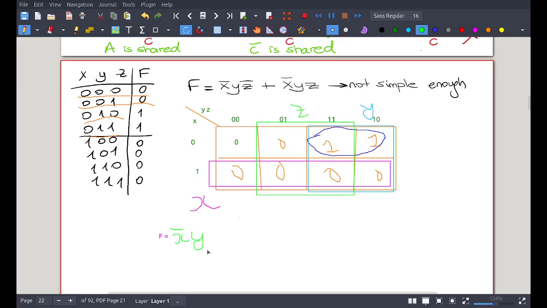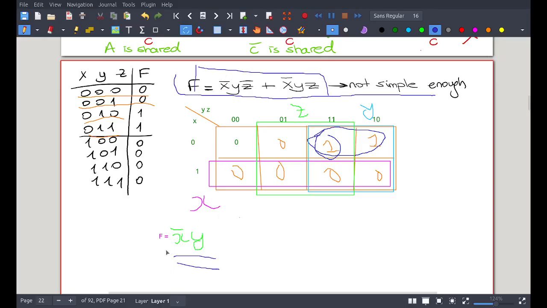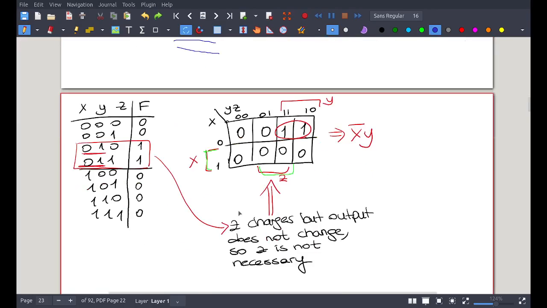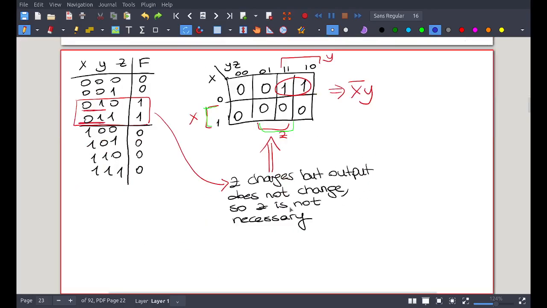So I write Y as it is, and the group is half inside Z. So this part is inside Z, this part is inside Z, and this part is outside Z, or Z naught. So we don't write it. So the function becomes X naught Y. As you can see, using minterms, this is the equation that we get, right? But using the K-map, we get a simpler equation like this. Is that clear? So we get X naught Y.